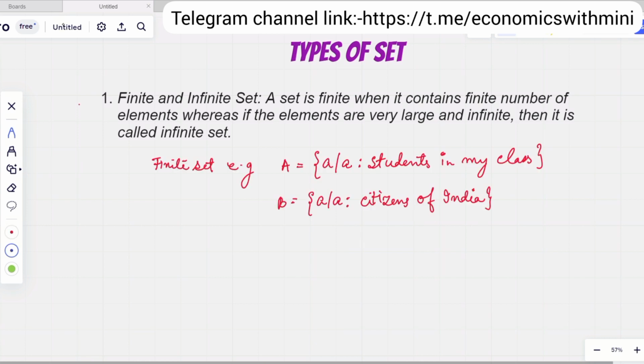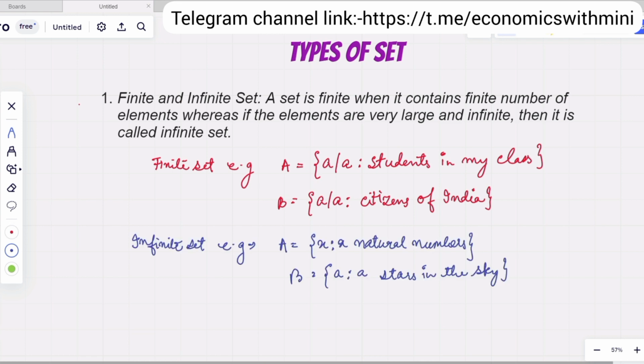First, finite set. Capital letter A denotes a set which contains students in my class. The number of students in my class are the elements or the members of set A. In set B, citizens of India, this denotes that the citizens of India is a finite set and they are members or elements of set B. Now infinite set. Set A contains natural numbers, all natural numbers, and set B contains stars in the sky. Here elements are large in number, that's why we call it infinite.